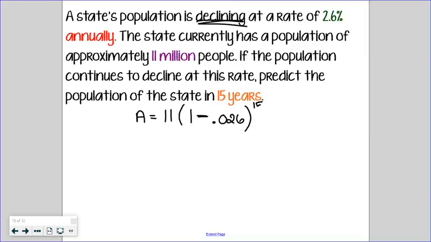Raised to the time, to 15. Okay? I want you to grab your calculators and type that in. And then I want you to look at the answer. And I want you to round that answer to the nearest whole person. You might have to have a discussion about what is the nearest whole person.